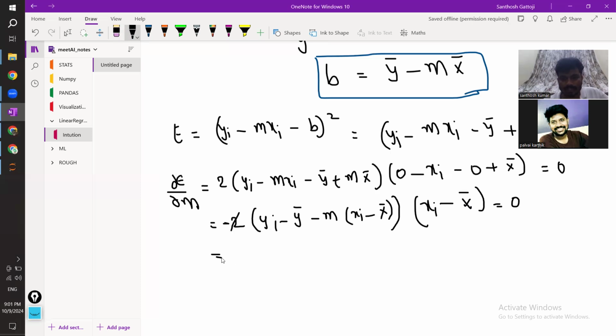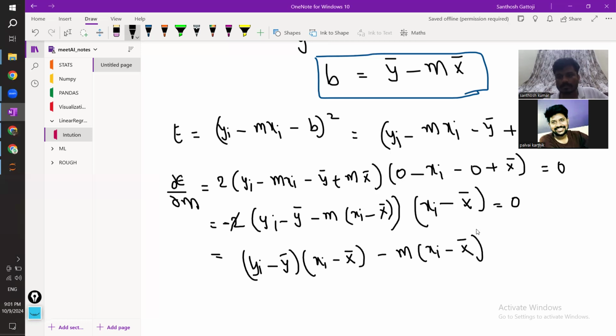And if you multiply this with this, what you are going to have is (yi minus y bar) into (xi minus x bar), minus m into (xi minus x bar) whole square, equal to 0. So equal to, finally, 0.